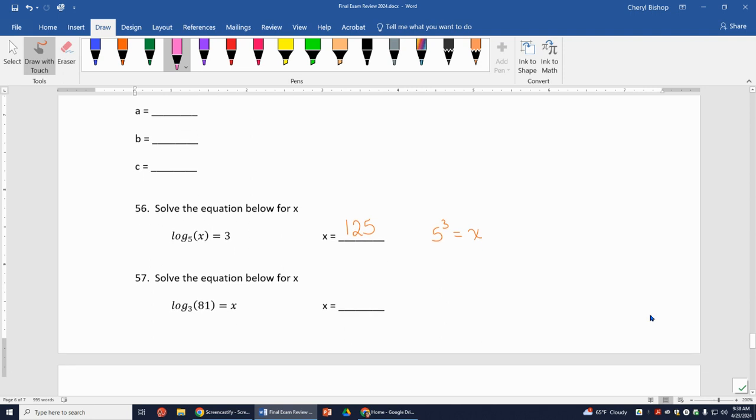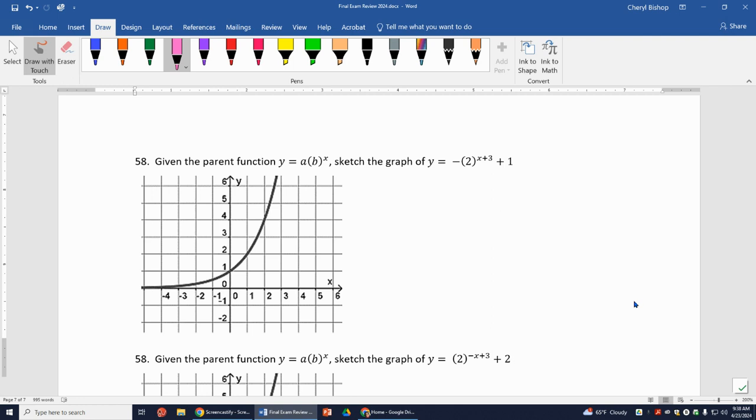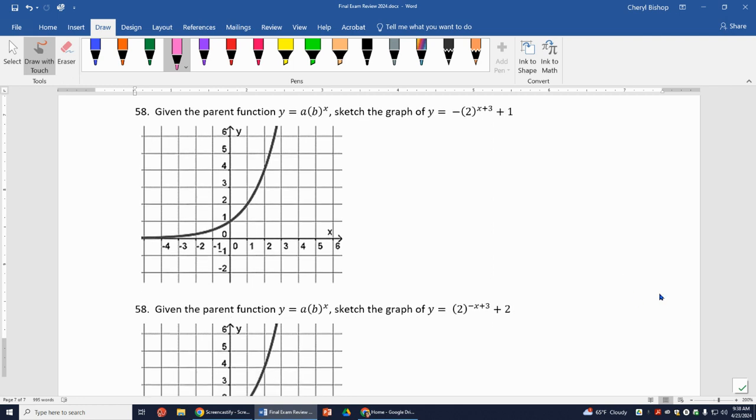All right, let's skip 57 and go to 58. Given the parent function y equals a times b to the x, sketch the graph of y equals negative 2 to the x plus 3, plus 1. All right, so the 2 is going to be part of a constant in this. That's my b value, so I'm not going to worry about that 2. What I'm going to worry about is this negative out in front.